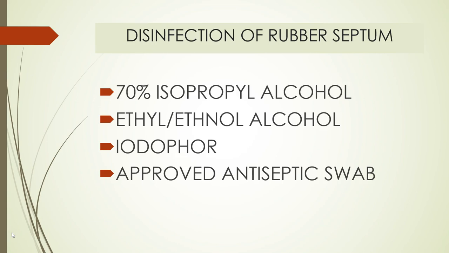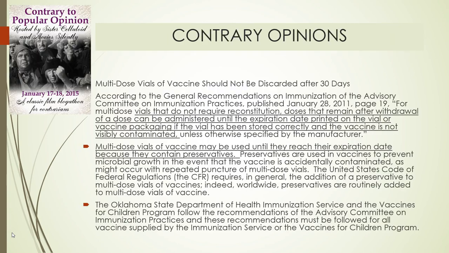Now, when we pick up our single or multi-dose vials, there's typically a rubber stopper, rubber septum on the top, and we should clean this off. And a number of agents are acceptable for disinfecting or cleaning the rubber top, the septum on the top, and this includes isopropyl alcohol. Various iodophores can be utilized, or approved antiseptic swabs. And again, this technique should be included in your office manual.